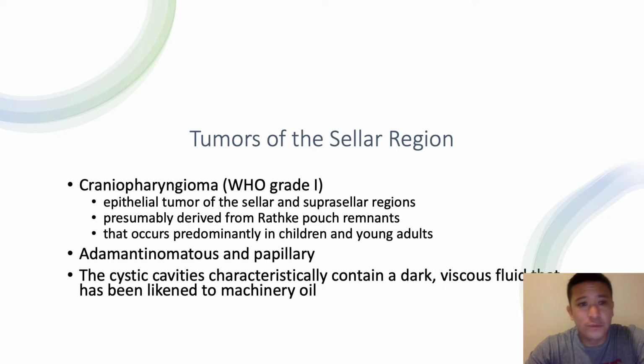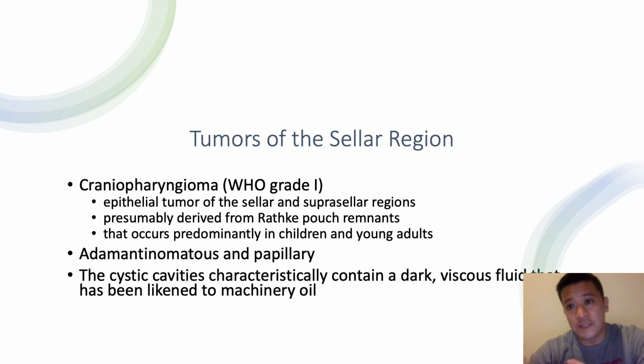Now, for tumors of the sellar region, an example is the craniopharyngioma. It's classified as WHO grade 1. It's an epithelial tumor of the sellar and suprasellar regions, presumably derived from Rathke's pouch remnants, that occurs predominantly in children and young adults. It has two types, adamantinomatous and papillary. Cystic cavities characteristically contain a dark viscous fluid that has been likened to machinery oil.